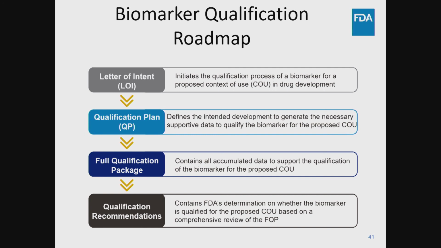And lastly, there's a qualification recommendation. This contains the FDA's determination on whether the biomarker is qualified for the proposed COU based on a comprehensive review of the full qualification package. So this is somewhat analogous to drug review, except you're reviewing the utility of the biomarker within its specific context of use, and it comes to a determination of whether the data are appropriate to support the qualification of the biomarker for whatever the context of use is. And the context of use can be very broad. It can be everything from a toxicity marker for an animal study to an enrichment biomarker for clinical studies, or it could potentially be a surrogate endpoint, which we've discussed. It could be qualified for use.